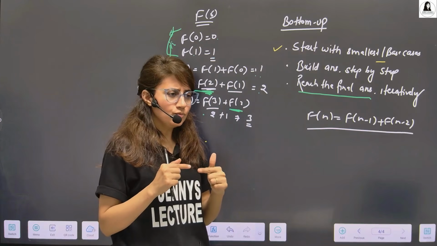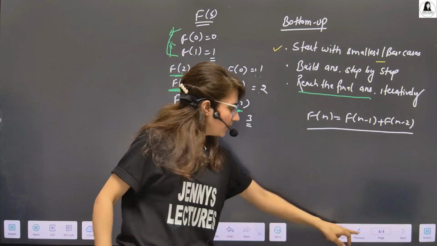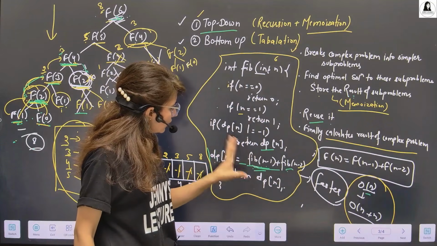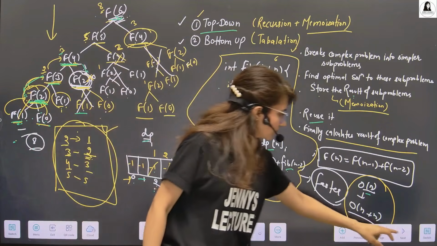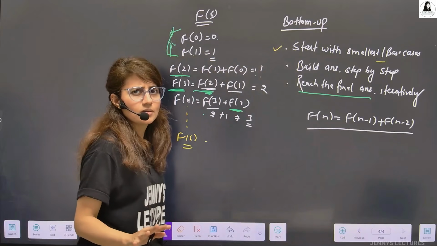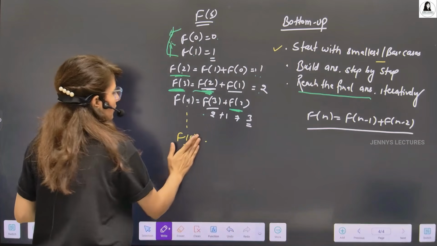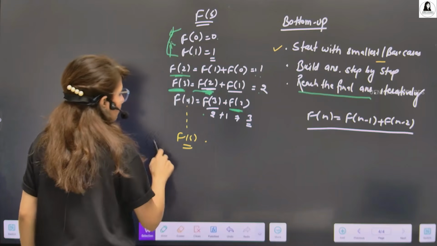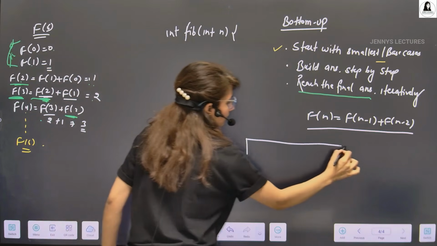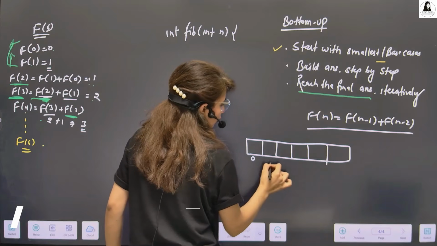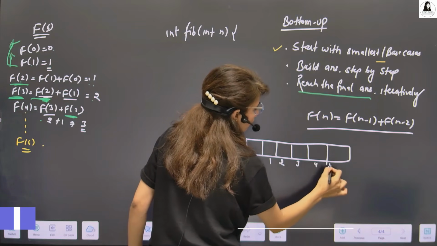So can you update this thing rather than recursion? Just use iterative. It's really easy. Base cases we know. So what we do is, see, we'll do one thing. We will have an array, DP array. 0, 1, 2, 3, 4, 5 and 6.